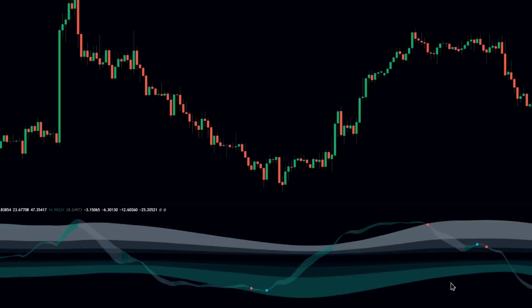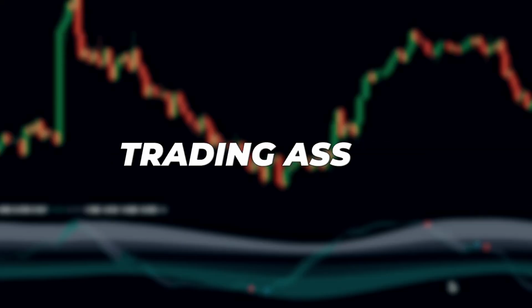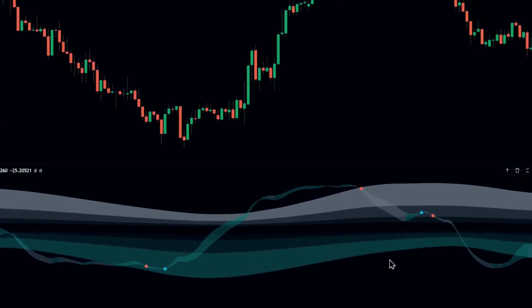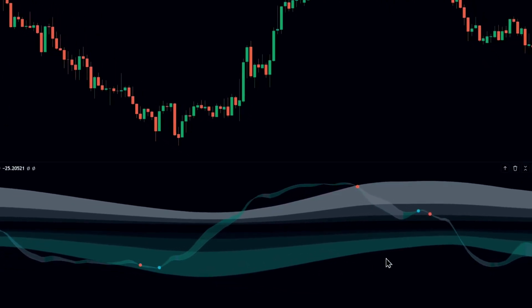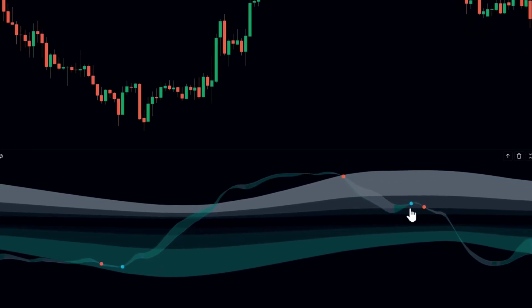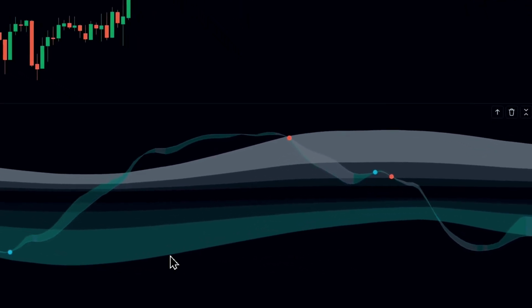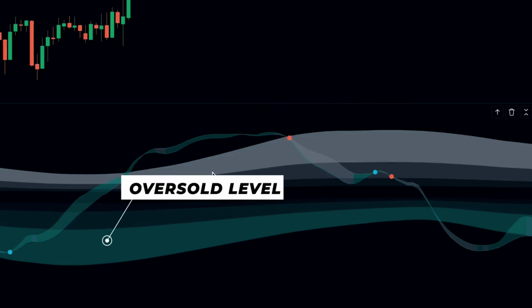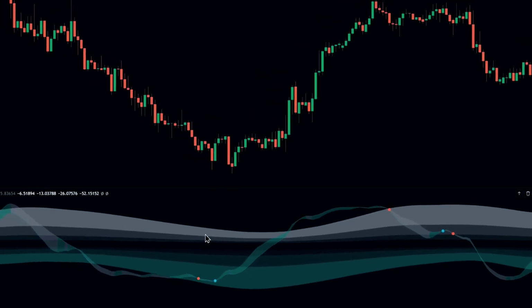The CCI focuses on identifying cycle trends in an asset, while the stochastic oscillator compares a specific closing price to a range of its previous prices over a set period. By merging these tools, the Pulse Oscillator creates a weighted momentum oscillator that can adapt to different market conditions. Looking at its structure, at the top of the oscillator, you'll see an overbought level, and at the bottom, an oversold level. These levels help identify potential reversal areas in the market.